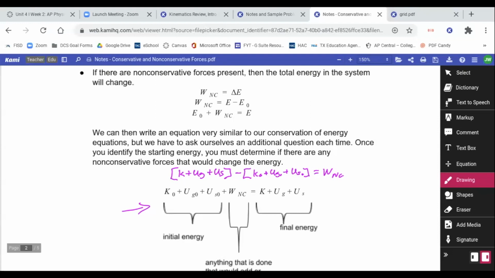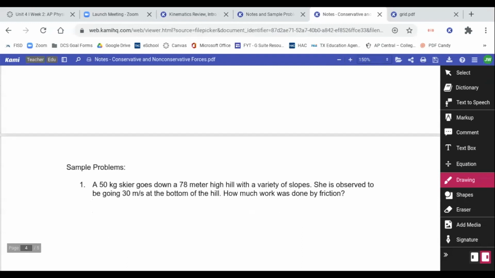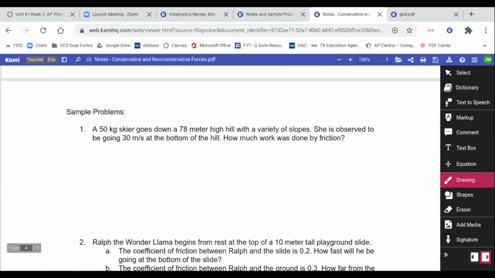Okay, let's let this sheet not confuse you. There is a blank page here. You have to go beyond the blank page. I'm sorry, I didn't know it was there till this morning. But then this brings us into sample problems.